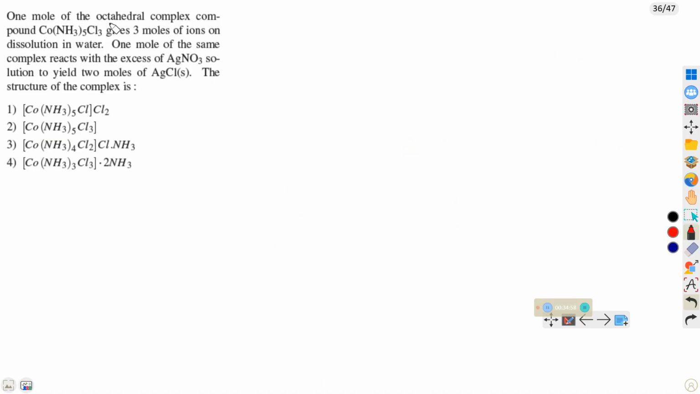1 mole of an octahedral complex: coordination number must be 6. Here coordination number is 8. Remove this option. It gives 3 moles of ions, total number of moles of ions 3 moles. So based on that, the first structure is correct. First one is correct. Gives 2 moles of AgCl. Outside, 2 chlorine atoms are present, so it gives 2 moles of AgCl also.